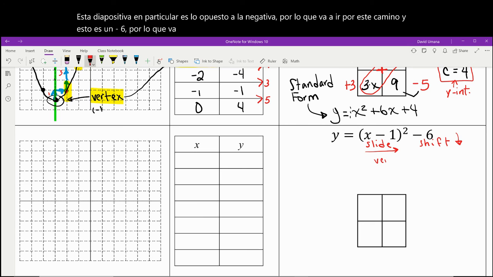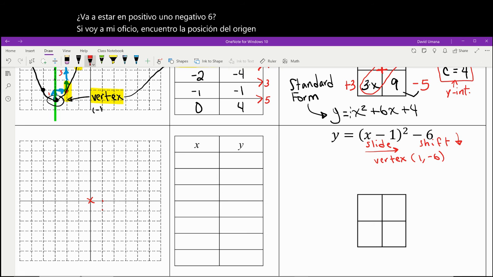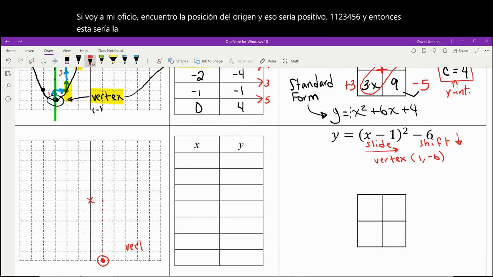That means that my vertex is going to be at +1, -6. If I go to my graph, I find the position of the origin, and that would be +1, 1, 2, 3, 4, 5, 6. And then this would be the position of my vertex, which I'm now going to put here in the middle.